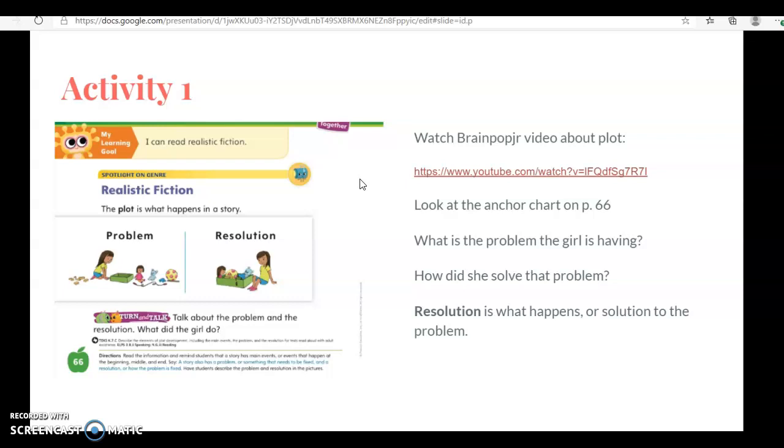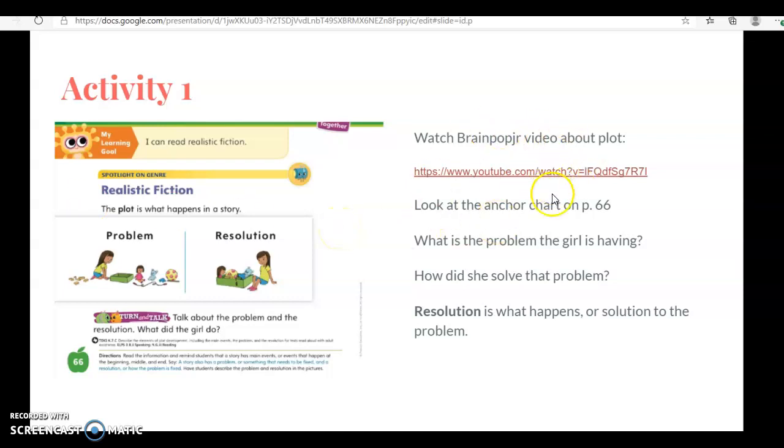Sorry, Miss Shaw flubs up sometimes. It's called realistic fiction. So last week we worked with characters in realistic fiction. Characters are the people or the animals that the story is about. This week, we're going to be concentrating on the plot. The plot is what happens in a story. Pretend that you just saw a movie and you had to tell your friend exactly what happened in the movie. If you retell the movie to them, you're telling them the plot of the movie.